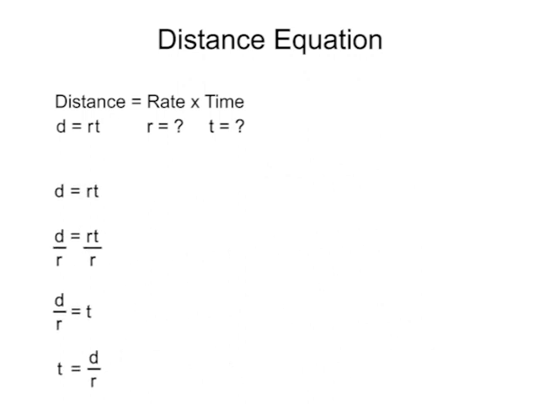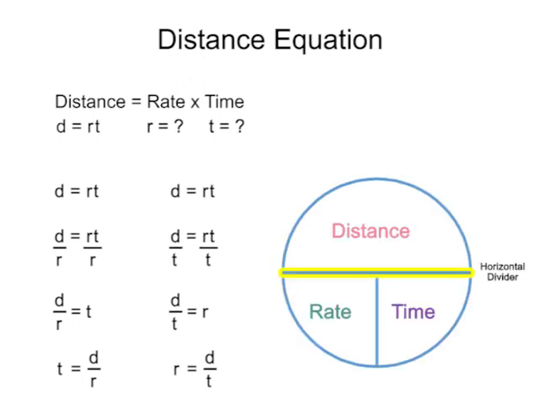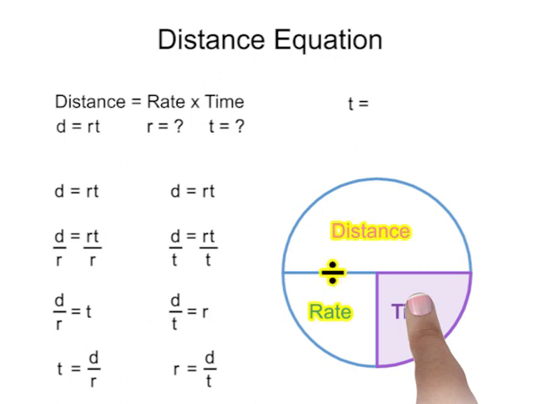In a similar way, the original equation can be rearranged so that the rate, r, is equal to d divided by t. A simple way to remember these formulas is the formula circle. Treat the horizontal divider as a fraction bar and the vertical divider as a multiplication symbol. Simply place your thumb on the unknown value you wish to determine. The two remaining variables will show you the correct formula.